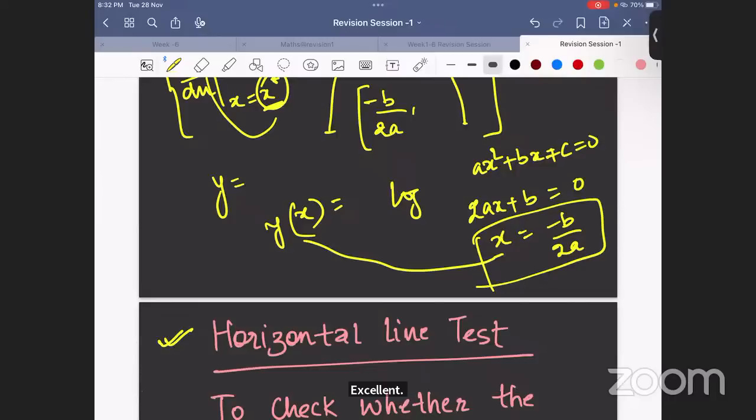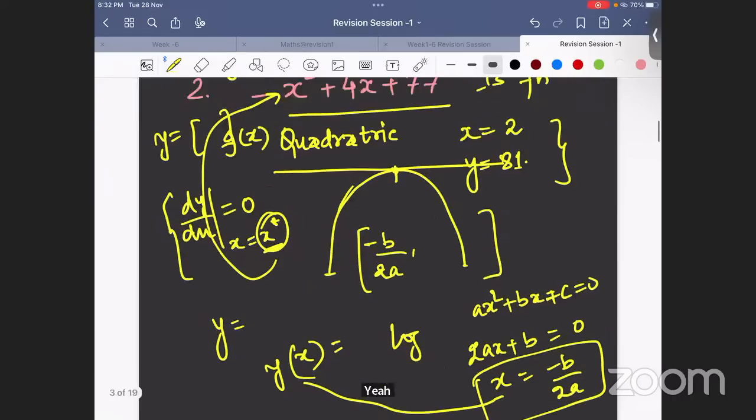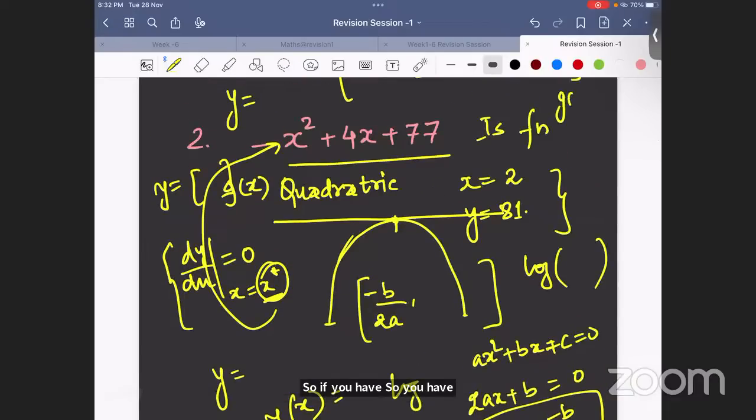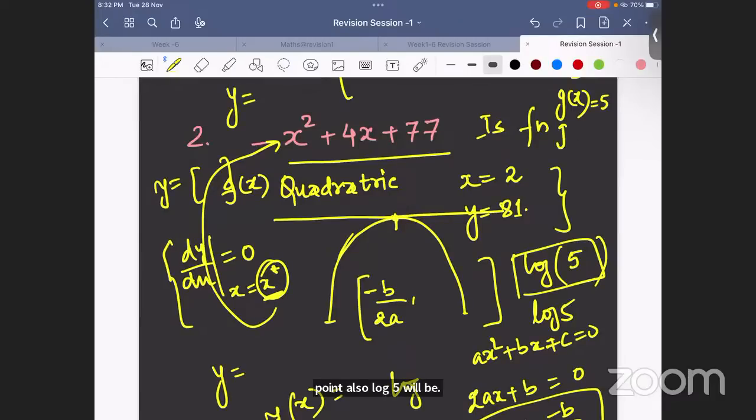Sir, you said earlier that if g(x) attains the maximum value, then f of g should attain maximum value, right? Yeah, f of g. See, log is an increasing function, correct? So you have some function g(x), and the maximum value of g(x) is 5, correct? If you put 5, then log 5 will be the maximum. For example, g(x) could be 3, 4, 2, but your maximum value is 5. So if you put 5 here, then only you will get log 5 as the maximum value, f of g.